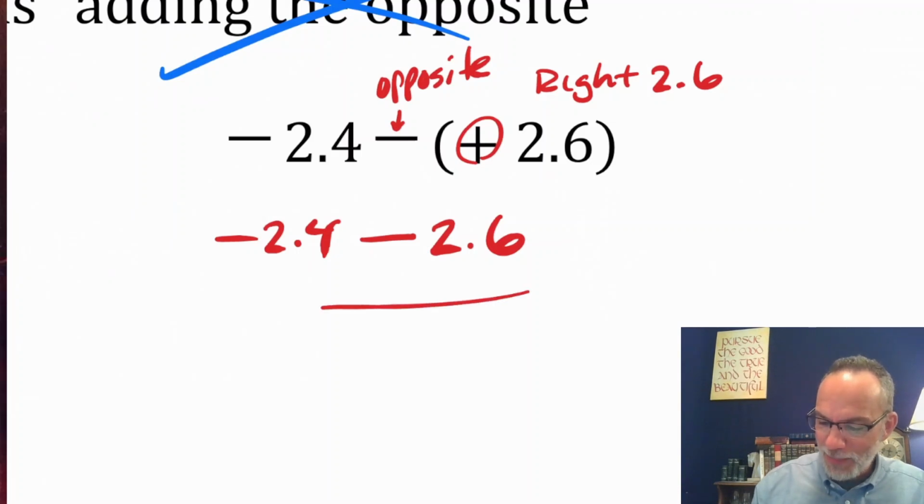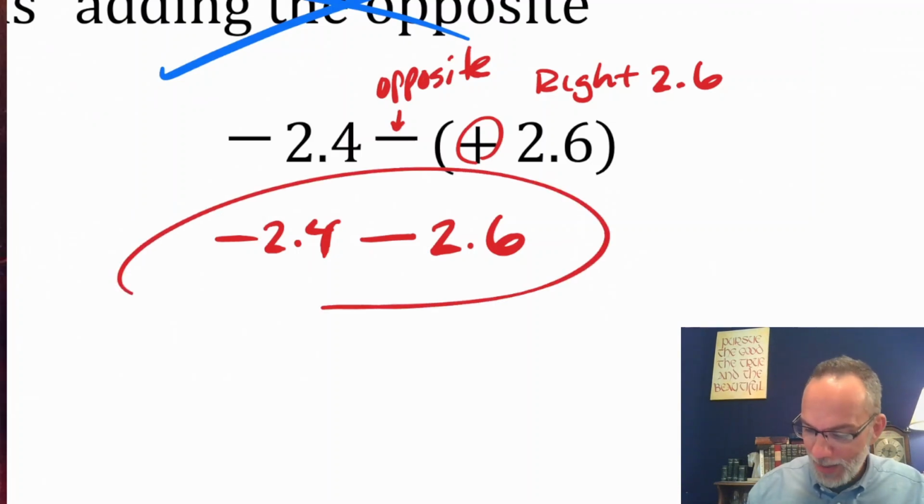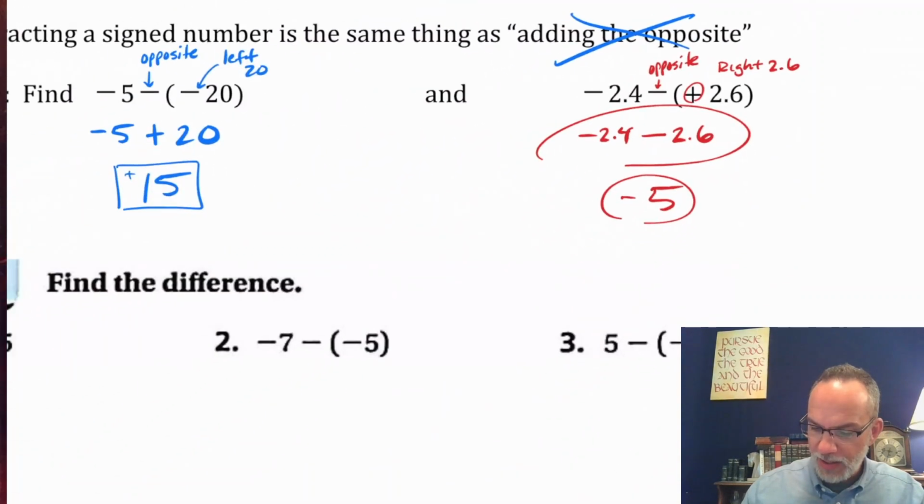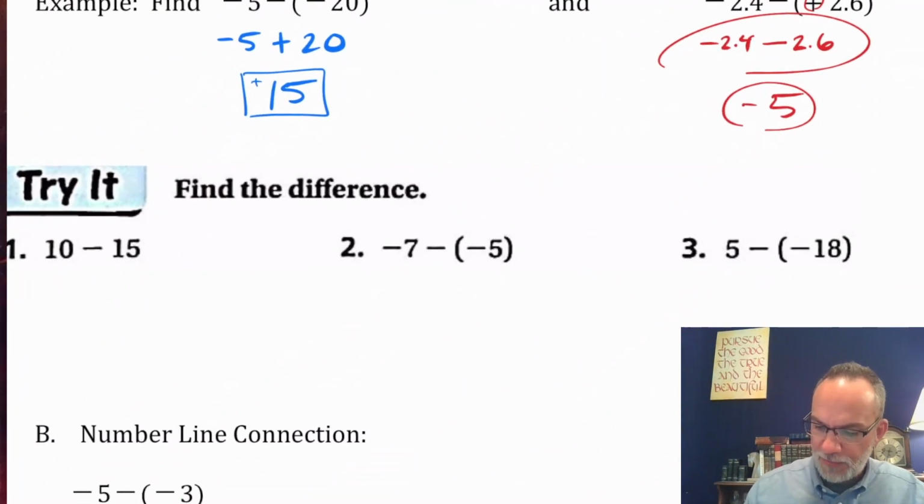So are the signs the same or different? They're the same, so add the numbers together. You get 5. What's the sign of the final answer? Negative 5. If you're left 2.4 and you go 2.6 units more left, you're at negative 5. You're left 5 units. Okay, so now find the difference.